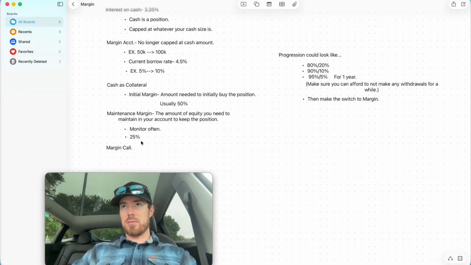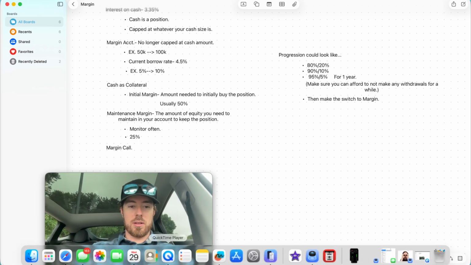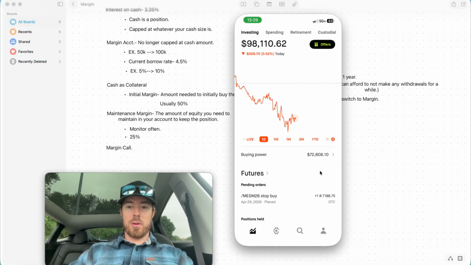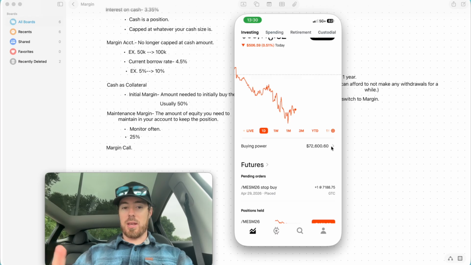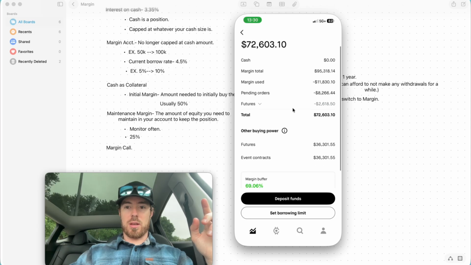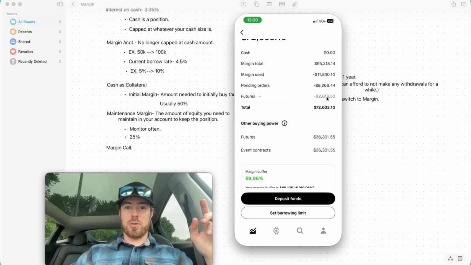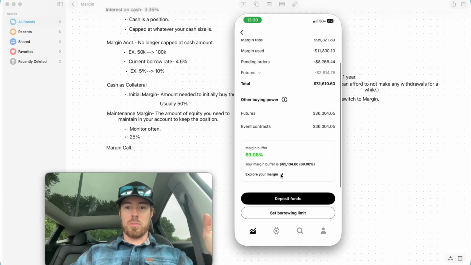I think that's self-explanatory. So real quick, I pulled up the app, and you can click on buying power here, the same as I just showed you on the website. It's going to show you the same information: your futures, your pending orders, margin used, and so on. Explore your margin. Here you go, 69%.